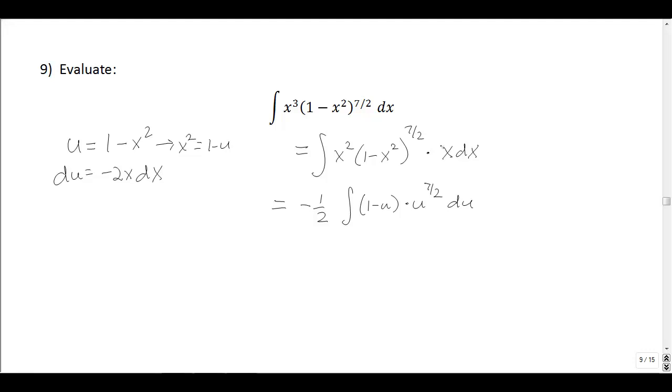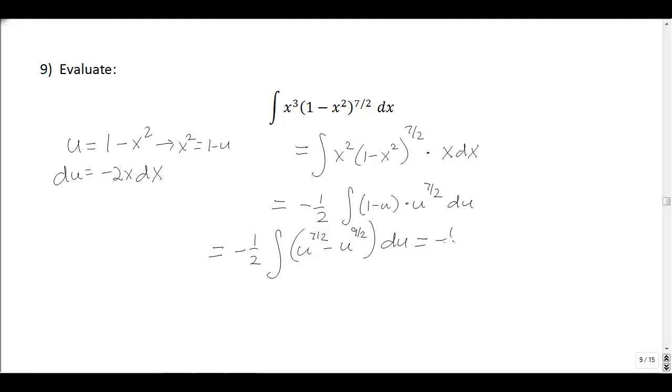What we're going to get now is, because this sort of complicated exponent 7 halves is just on u, we can just distribute that and we get essentially a polynomial, but it has fractional exponents. So I guess technically it's not a polynomial, but it sort of behaves the same way. In any case, we get something we can integrate. So we get negative 1/2 times the antiderivative of 1 times u to the 7 halves, which is u to the 7 halves, minus u times u to the 7 halves, which is u to the 7 halves plus 1. That's u to the 9 halves.